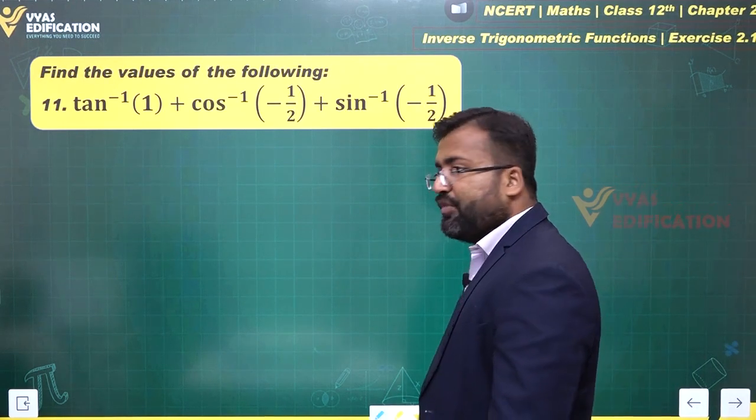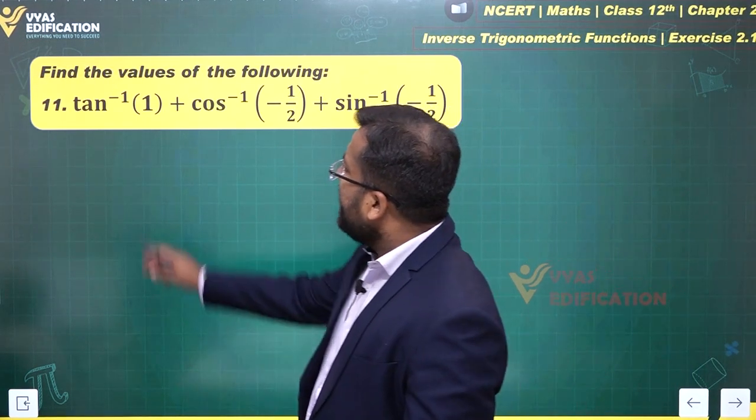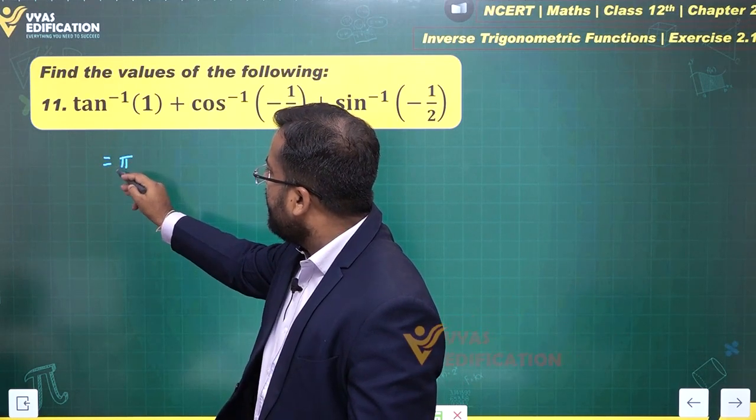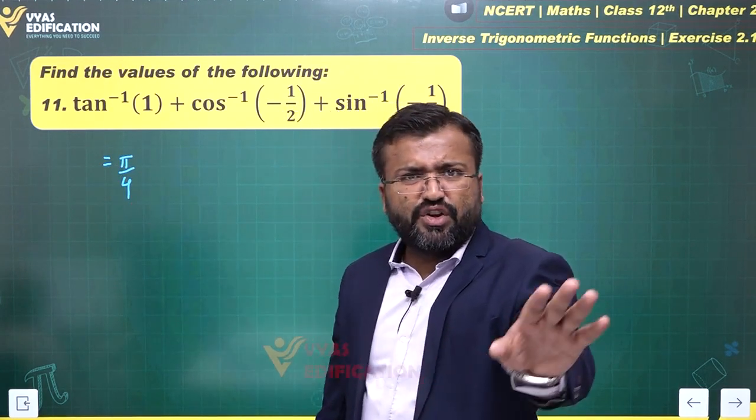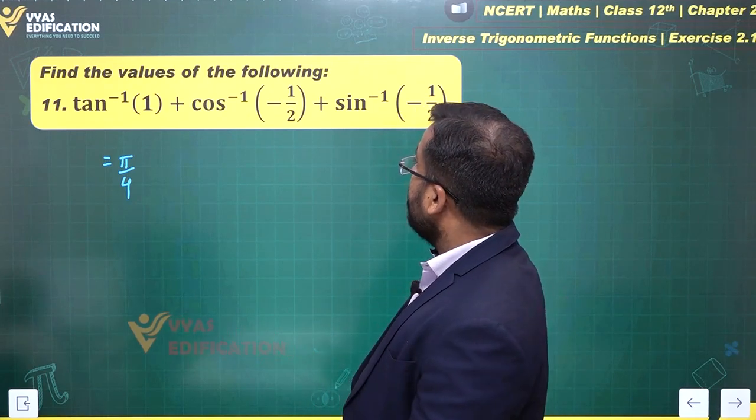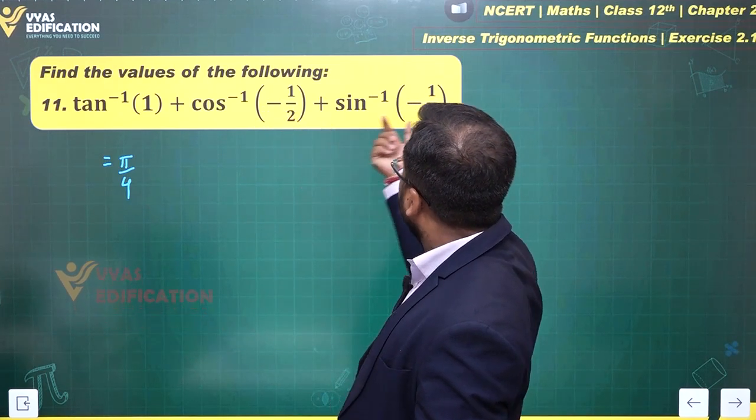First I'll explain a simple approach. Tan inverse 1 is very simple. This is pi by 4. This is in the first quadrant, so we don't need to worry about anything. This is pi by 4, and then cos inverse, sine inverse.